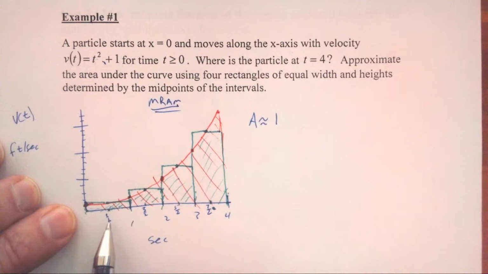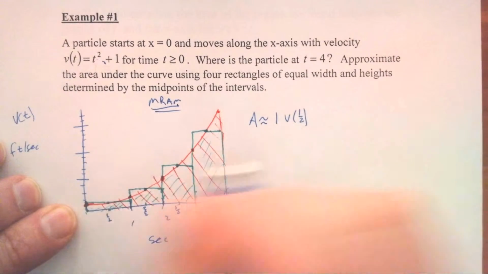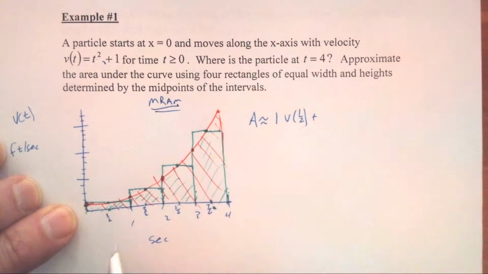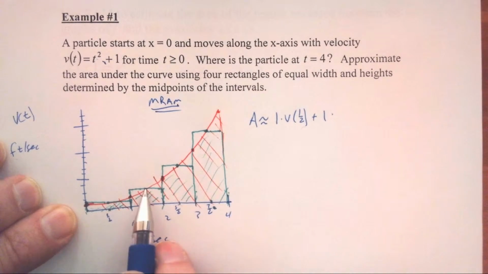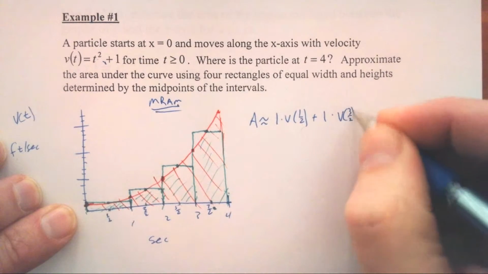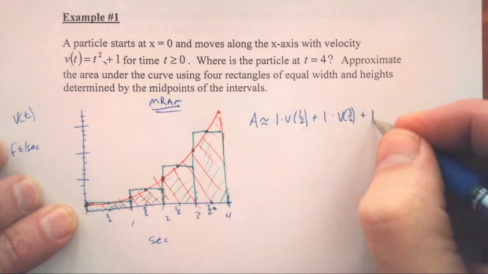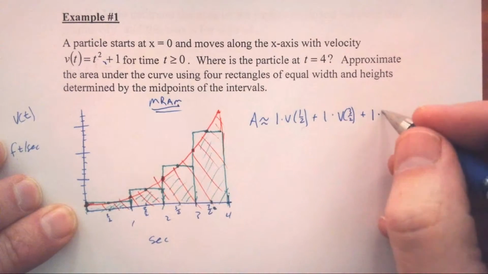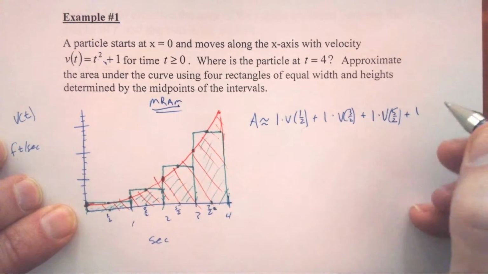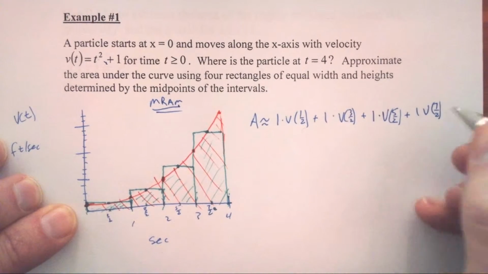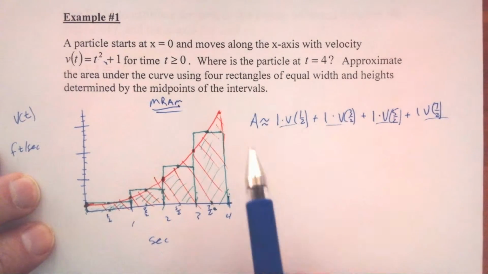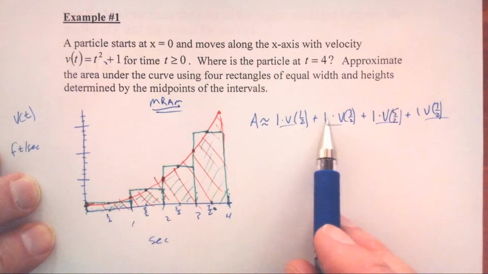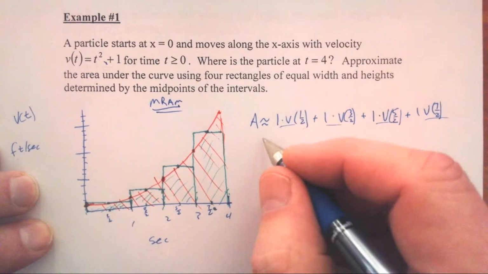Well, how high is it? It's the height of our function at 1/2, or it is v of 1/2. I'm going to put 1/2 in here. Plus rectangle 2, well, it has a width of 1 times the height at 3/2, so v of 3/2, plus the third one has a width of 1 times the height at 5/2, v of 5/2, plus 1 times v of 7/2. And by the time I get to there, there's my first, second, third, and fourth rectangles. Now, oftentimes the width isn't 1.